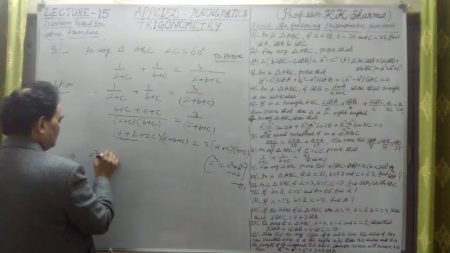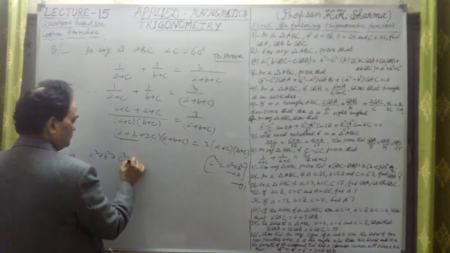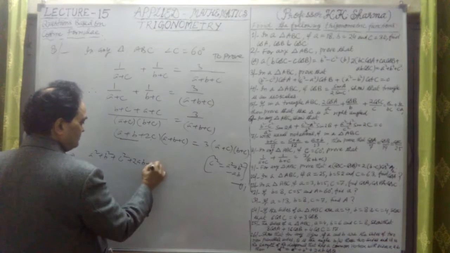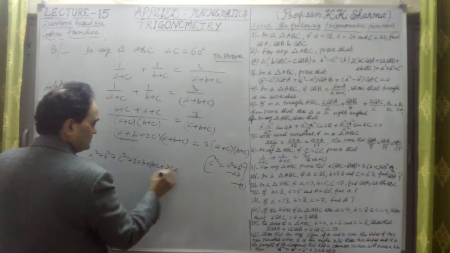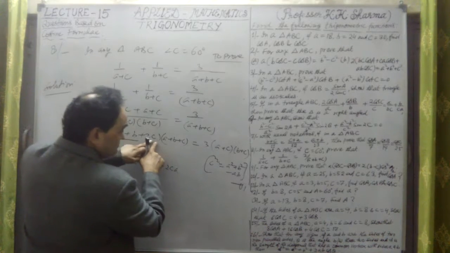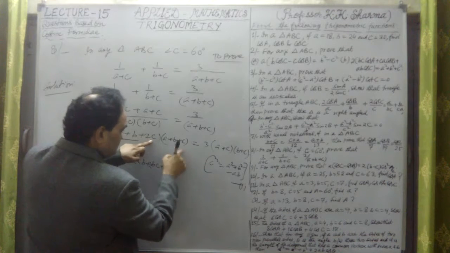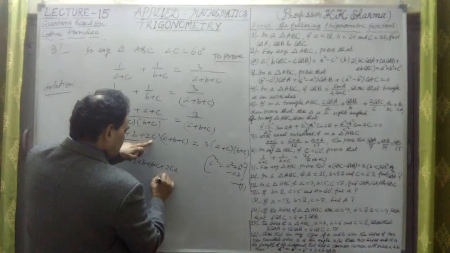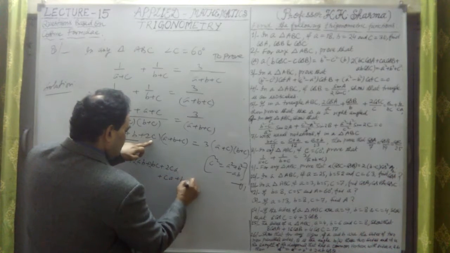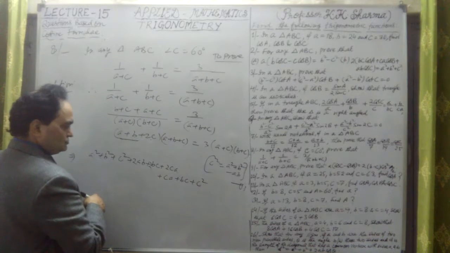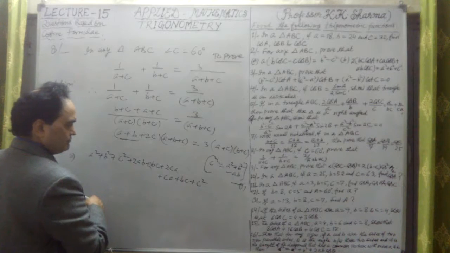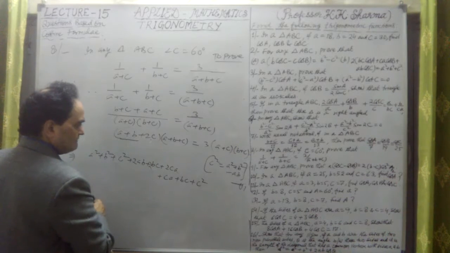That is A square plus B square plus C square plus twice AB plus twice BC plus twice CA. Then again C, 1C, this is left multiplied to this whole. This will be plus CA plus BC plus C square. So 1C square is there. This is your left hand side.